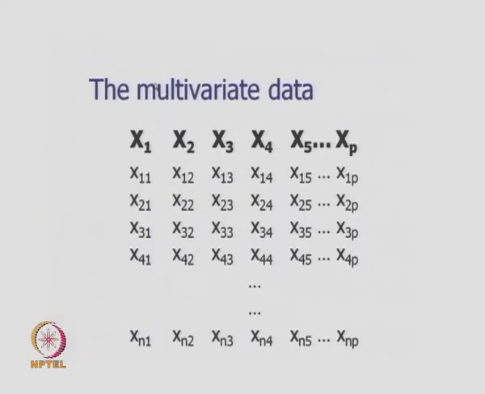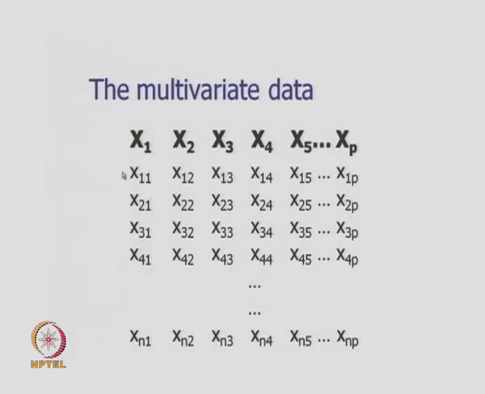Now we discuss how to deal with multivariate data in the context of principal component analysis. We have these attributes x1, x2, x3, x4, x5 up to xp, and there are n data points with values x11, x12, x13 up to x1p, x21 up to x2p, and so on.